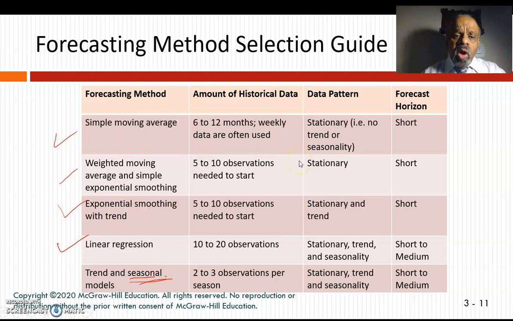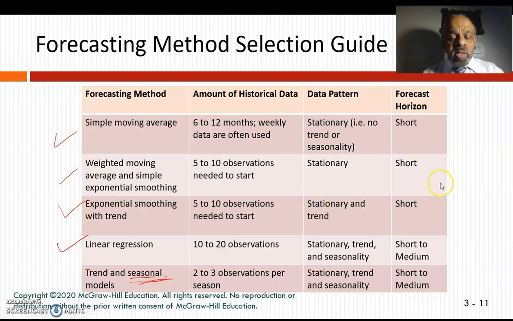Now, how do we select these methods? We select these methods based on the amount of historical data that is available to us. If the historical data is 6 to 12 months, weekly data are often used. This is stationary. That means it does not have any seasonal effects or trend effects or anything like that. It's a short forecast horizon. It's not very accurate at all. So it is sort of like a rough figure kind of a thing. So that's what simple moving average is.